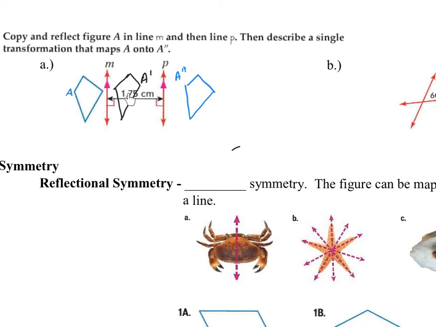So this reflection in two parallel lines is the same as a single translation to the right. And how far would we slide it? We'd slide it straight to the right, and we would slide it double the distance from M to P. So let's take 1.75 and double that, and we would get 3.5 centimeters. So that reflection in two parallel lines is the same thing as a translation to the right, 3.5 centimeters.